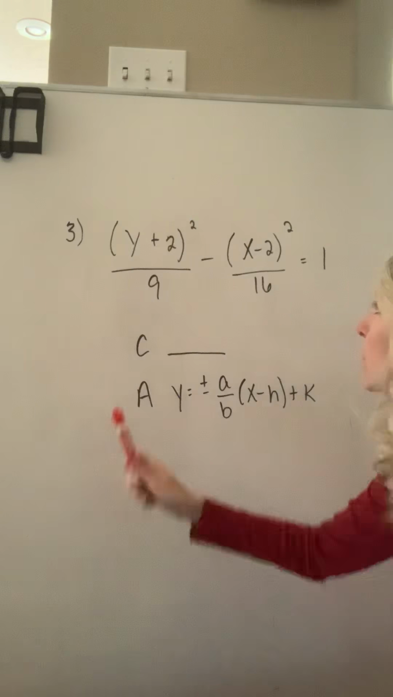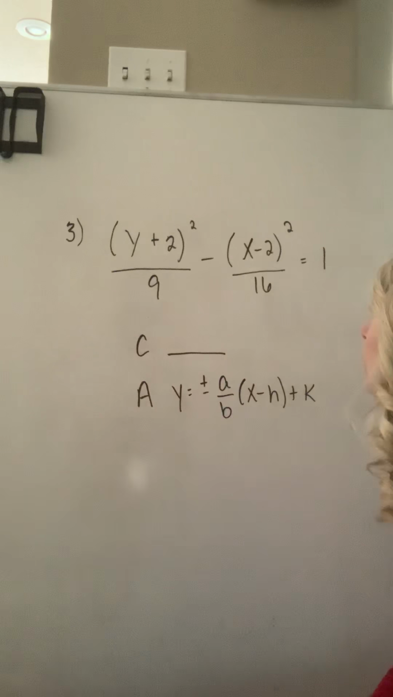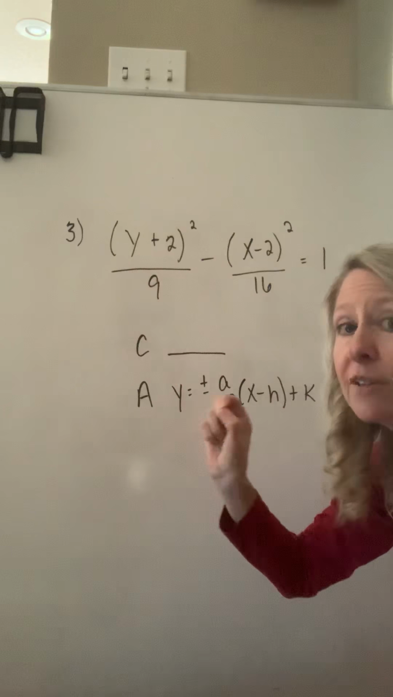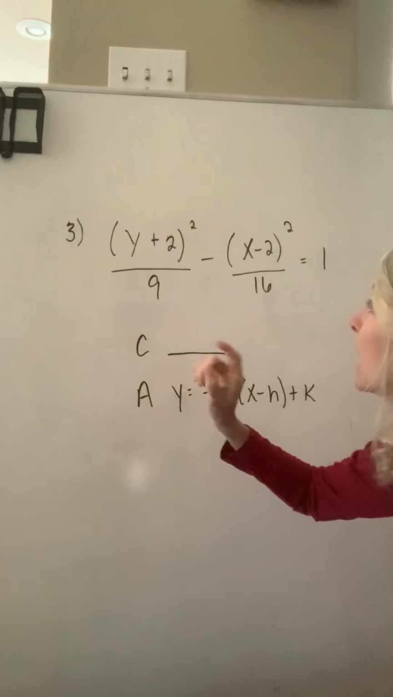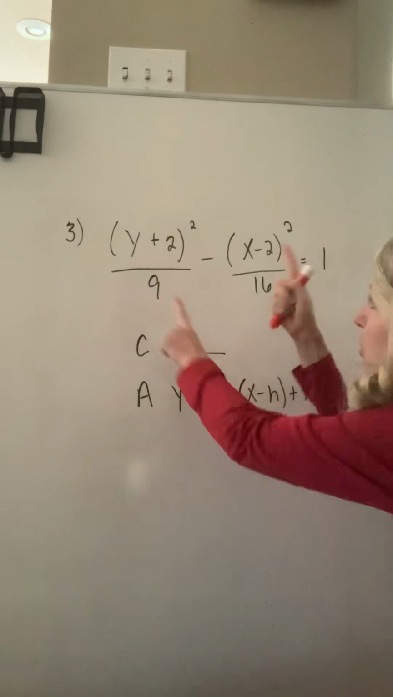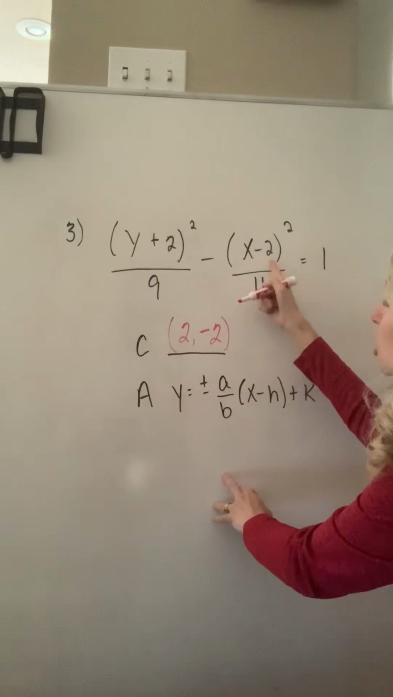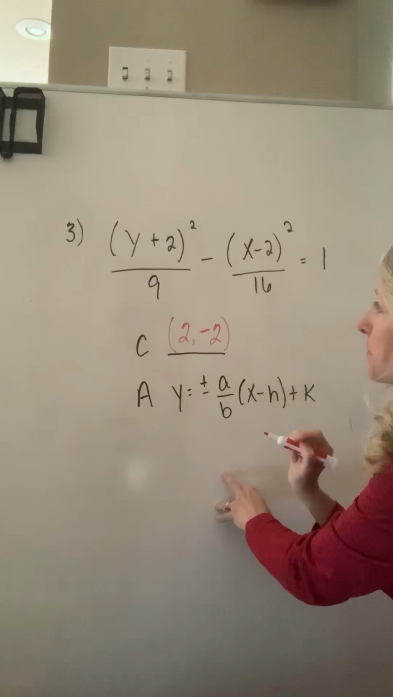First of all, notice that we've got y plus 2 squared over 9 minus x minus 2 squared over 16. Notice that the y is first, so this is going to be vertical. So this is going to be a hyperbola that opens up and down. Now because of that, when we go to find our center, remember we have to switch the h and the k. So this center is actually going to be 2 and then negative 2, because remember this 2 goes to the x, this negative 2 goes to the y.